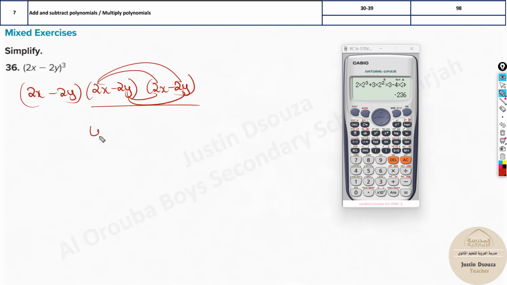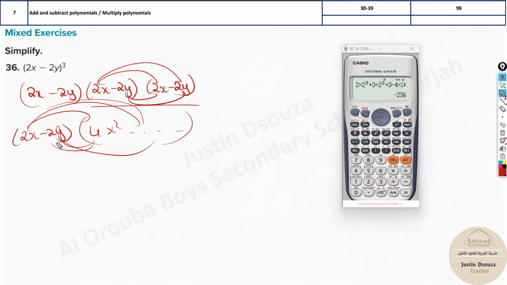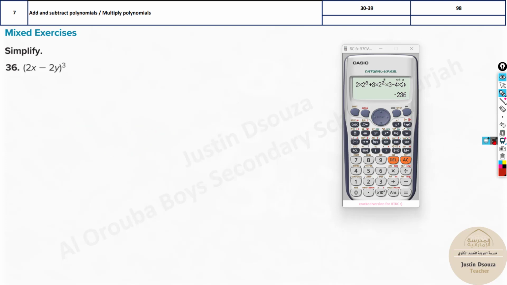It'll be something like 4x square and so on. Then that is multiplied again with 2x minus 2y, using the distributive property, and you will get the answer. That's fine. But have you ever thought about the identity, which is (a minus b) the whole cube? If you know that formula, let's try over here.